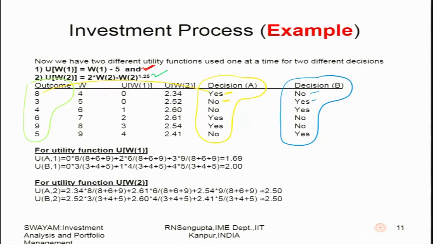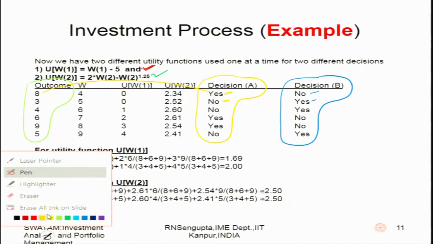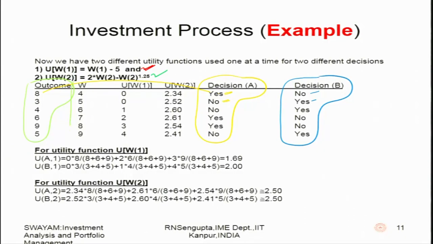Let us first take, for example, the wealth. I take discrete values starting from 4 to 9. Corresponding to 4 to 9, the utilities I get are, for the first utility, linear. So it will be 4 minus 5, which is minus 1. But if you remember, I said in one of the examples that if it is negative, we consider it as 0. So that is what we have done, 0. Then 5 minus 5 is 0, 6 minus 5 is 1, 7 minus 5 is 2, 8 minus 5 is 3, and 9 minus 5 is 4. So all the utilities based on utility function 1 are given as 0, 0, 1, 2, 3, 4.